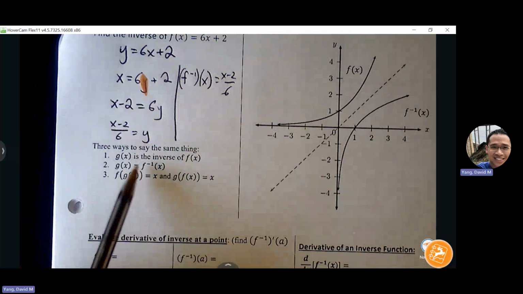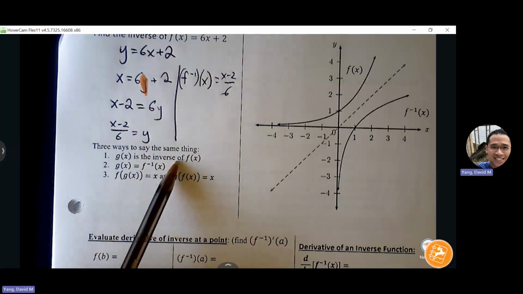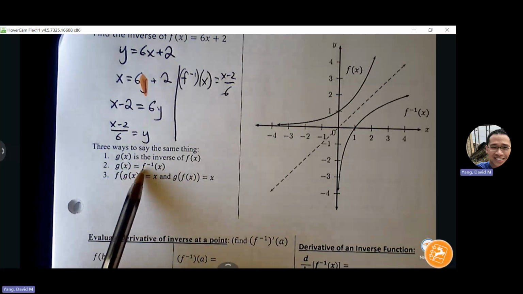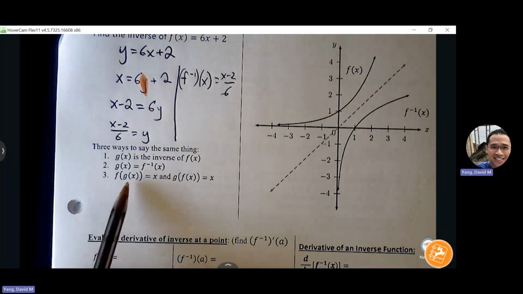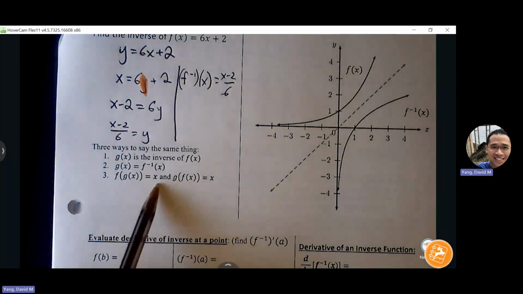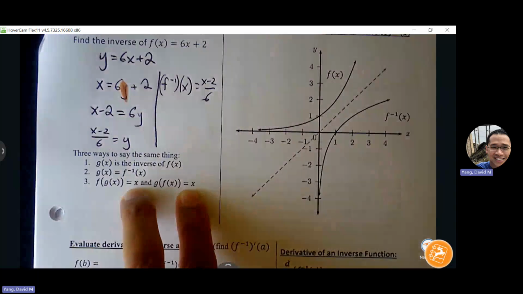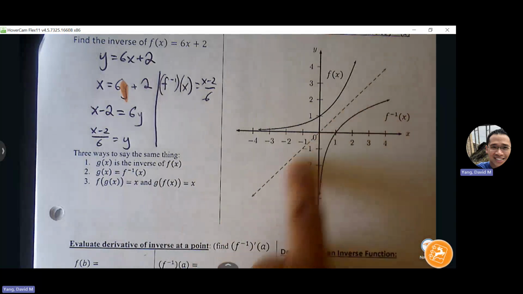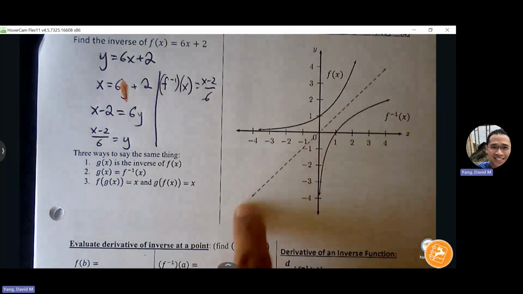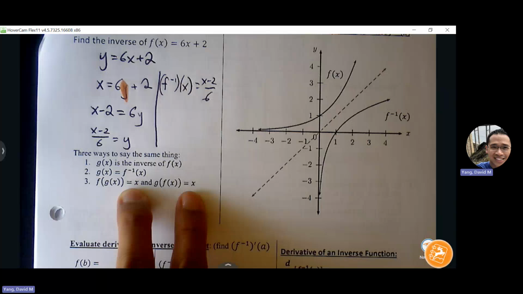So there are three ways to say the same thing. g of x is the inverse of f of x. That's another notation for inverse. And then we can also say that if I plug one into the other and the other into the first one, and I get an x as a result from both of those composite functions, then that shows me they're true inverses of each other, because they're going to cancel each other out in a way where the only thing left over is just y equals x.